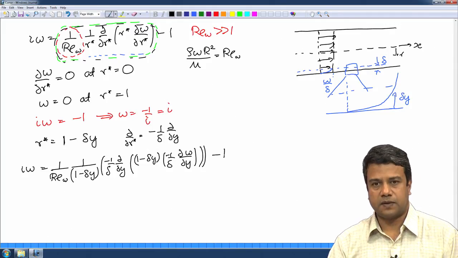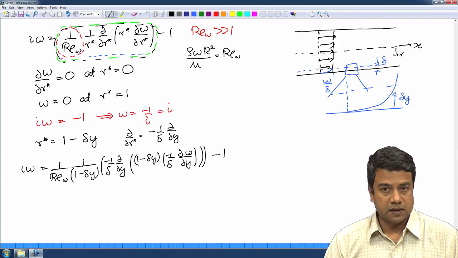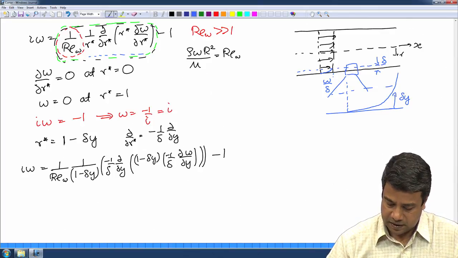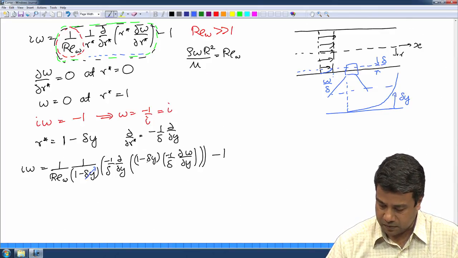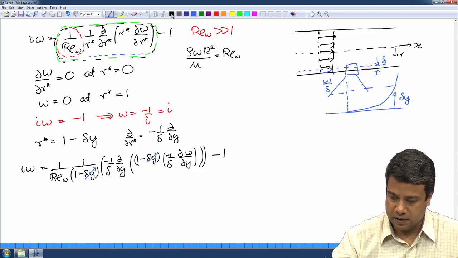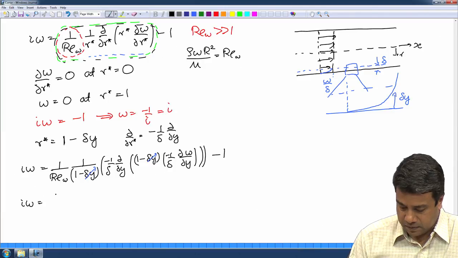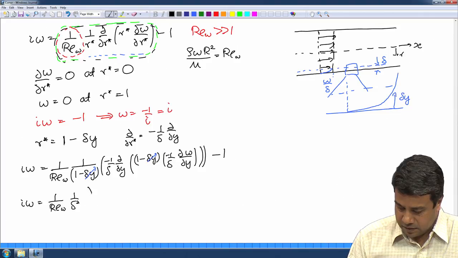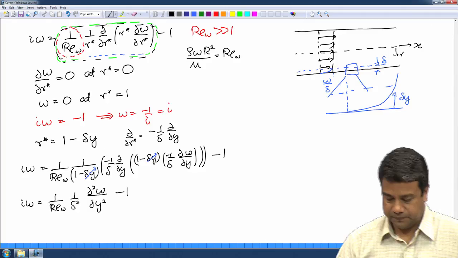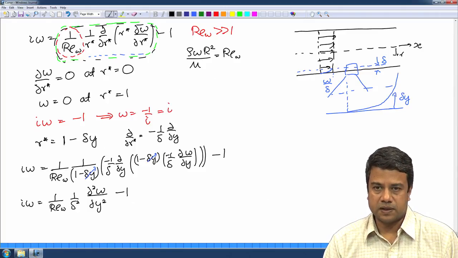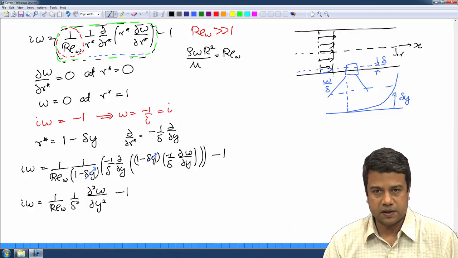minus 1. And I told you delta is a small number, it is much smaller than 1. So, in this case I can neglect delta y in comparison to 1. And I will get I w is equal to 1 by Re omega, 1 by delta squared, d squared w by dy squared, minus 1. So, therefore, I get back the original equation that I had.